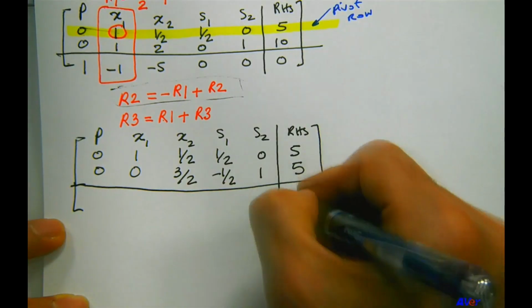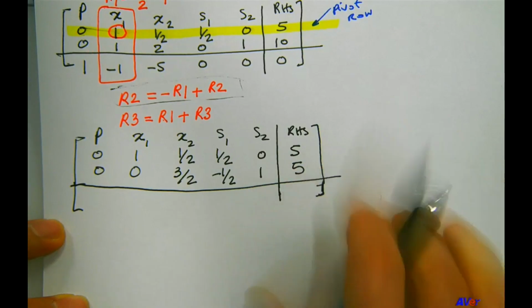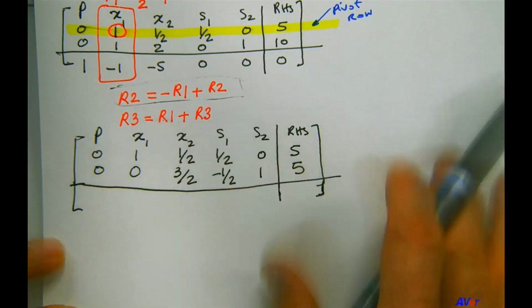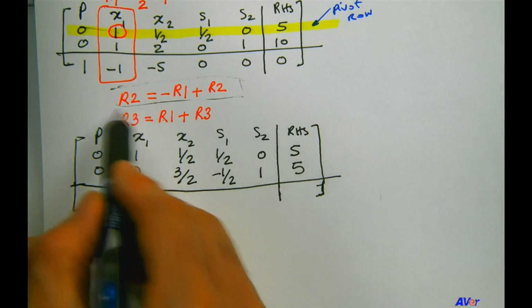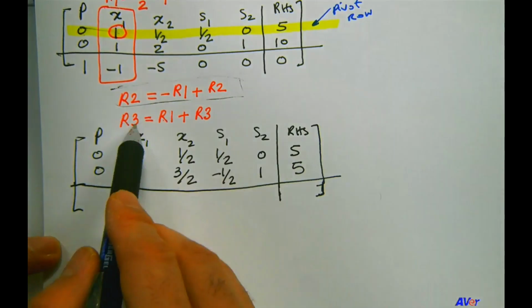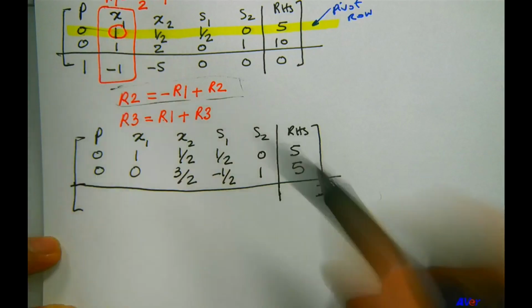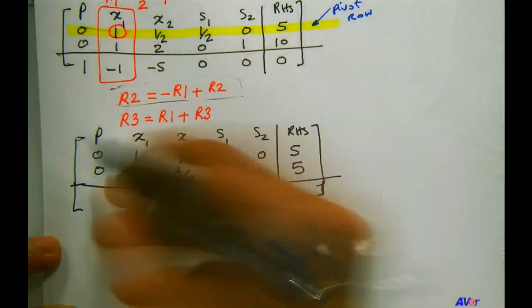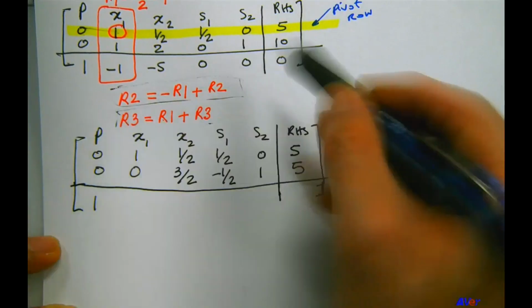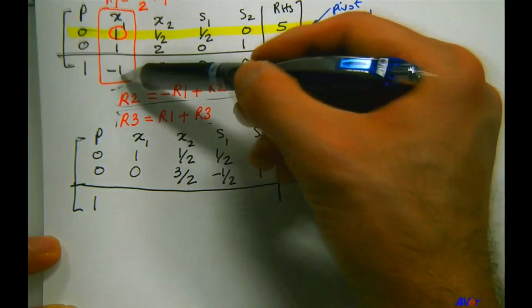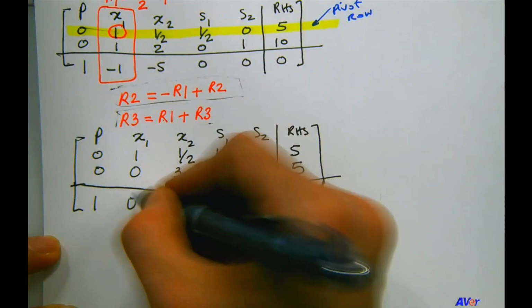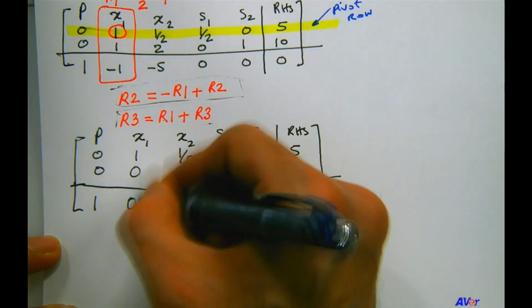So the objective row is going to be here. Okay, so how is that going to change? Well, according to this row operation, row 3 is equal to row 1 plus row 3. So 0 plus 1, 1. Right? We're just carrying out this row operation. 1 plus -1, 0. And that's good because that's what we intended, right?